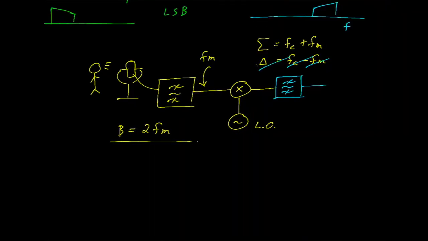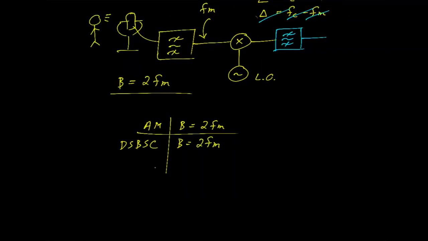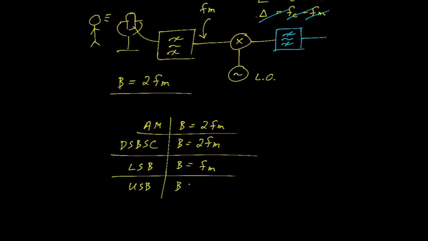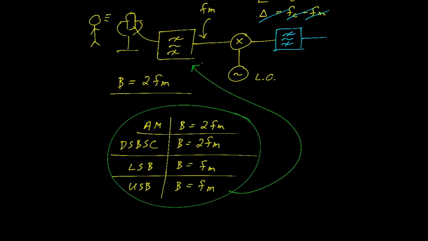Let's look at this number again, just to make sure I haven't written it wrong. If we're dealing with AM, traditional AM, the bandwidth will be 2 by the modulating frequency. If we're dealing with double sideband, suppressed carrier, the bandwidth will be 2 by F sub M. For lower sideband, the bandwidth is equal to F sub M. And for the upper sideband, the bandwidth is also equal to F sub M. We've mentioned this many times, that this filter right here, this voice filter, plays a very important part, because it is this filter which determines the maximum modulating frequency, which in turn determines the bandwidth.